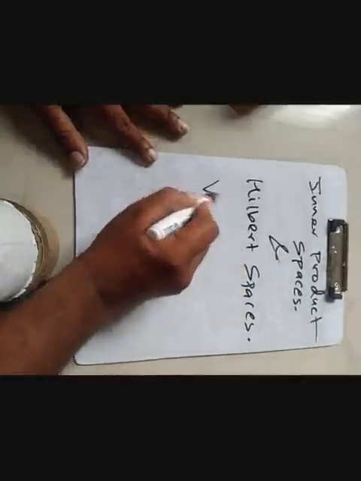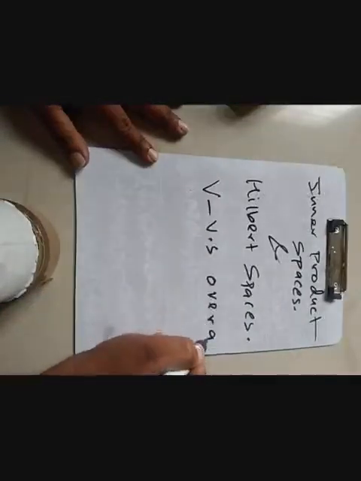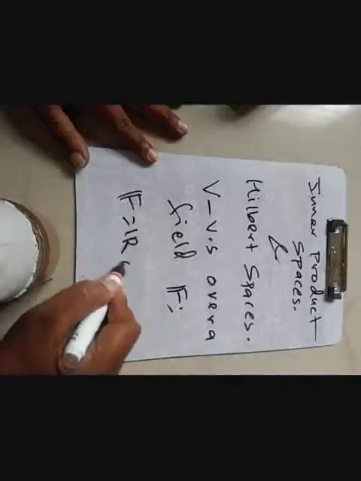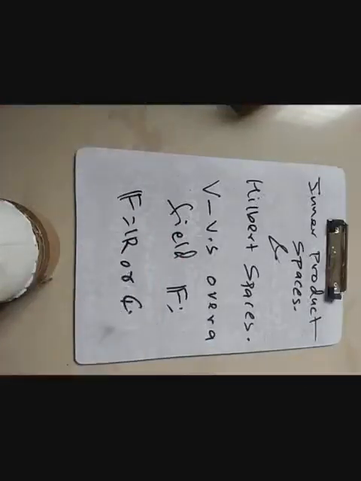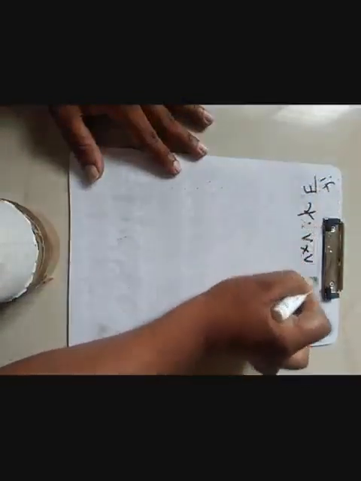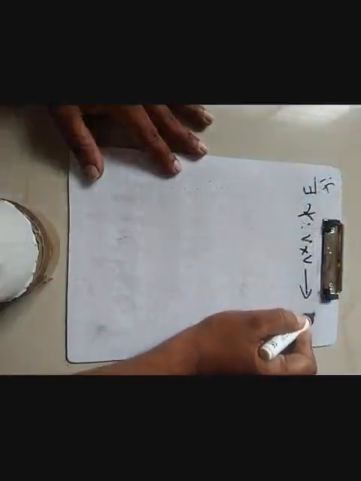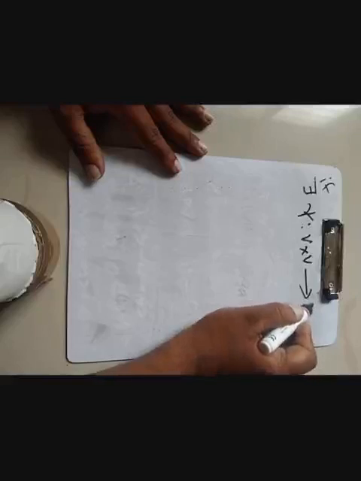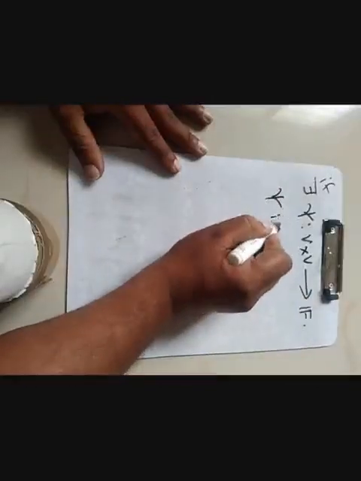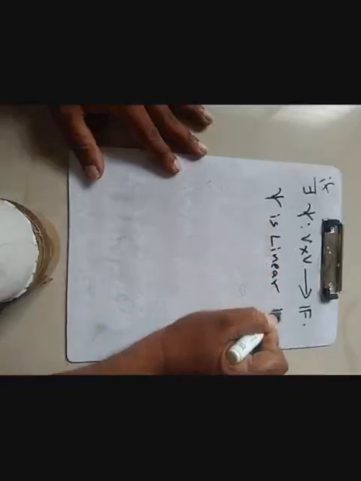So what is an inner product space? V is given to be a vector space over a field F. F is either R or C. There exists a map from V cross V to F such that psi is linear in the first variable.